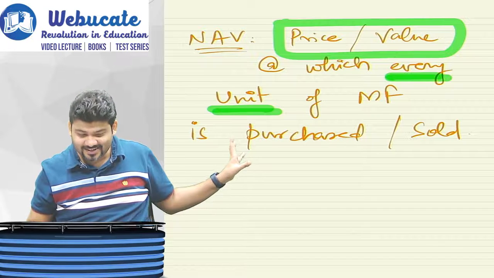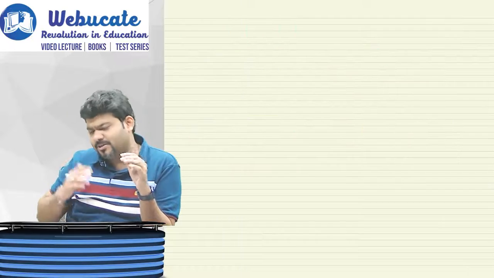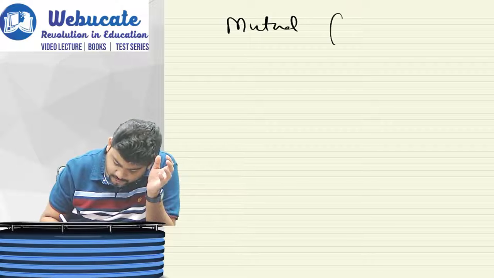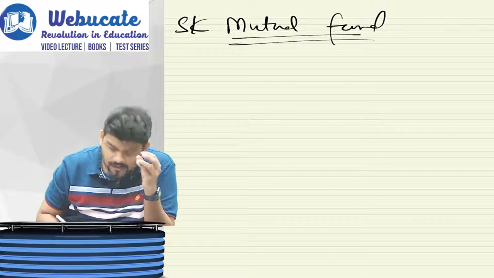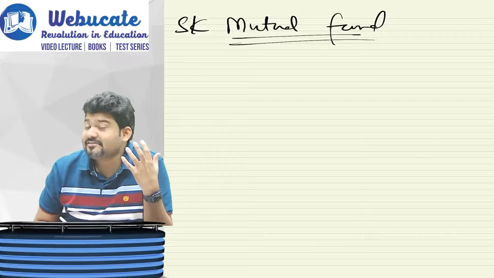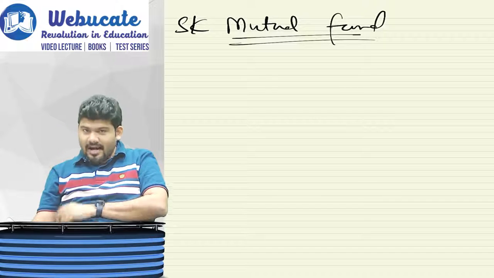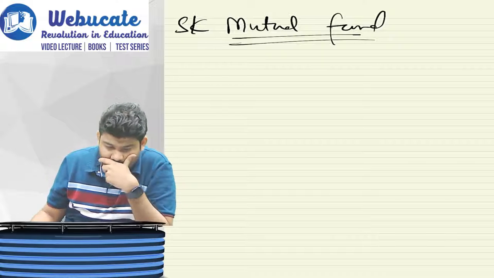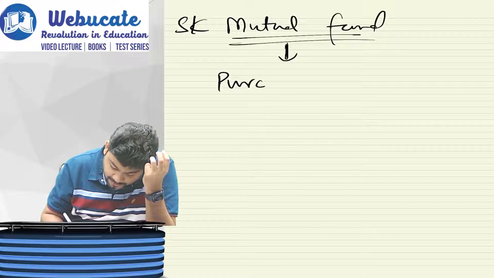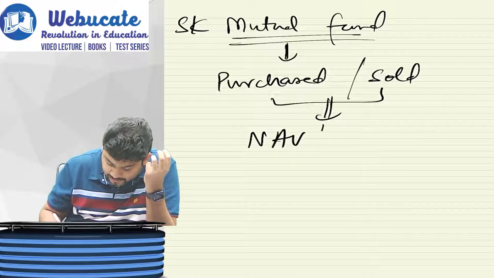Right. Okay. So now we are clear. Now suppose we have invested in, say, SK mutual fund. Other than shares, can I say I will also invest in bonds? I will also invest a few amounts in fixed deposits to be secured for that amount. I will invest some amount, so I can also invest in some mutual funds. So if any mutual fund has to be purchased or sold, it will be on the basis of NAV per unit.